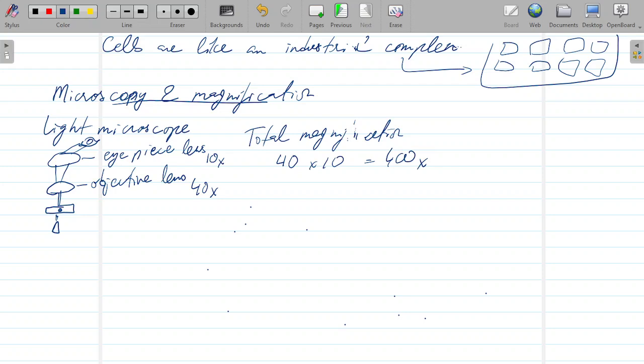And so that magnification is sufficient to be able to look at plant and animal cells, to view them, not to view all their details, just to be able to see the cells and some of their larger structures.